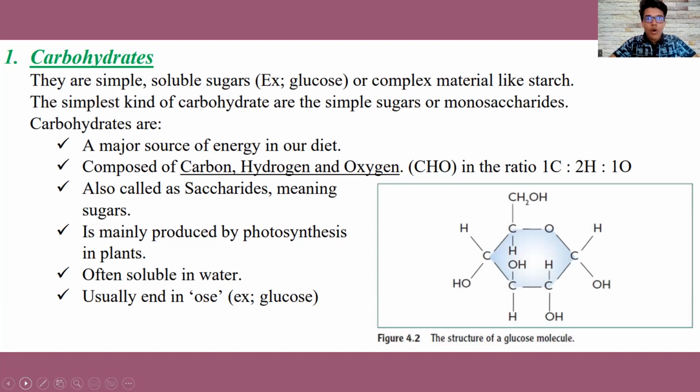As you all know, all sugars are mainly produced by photosynthesis, and most of them are often soluble in water, and usually most of them end with the suffix -ose. So those are the few main things that you have to remember about carbohydrates, especially the composition: carbon, hydrogen, oxygen in the ratio of 1:2:1.